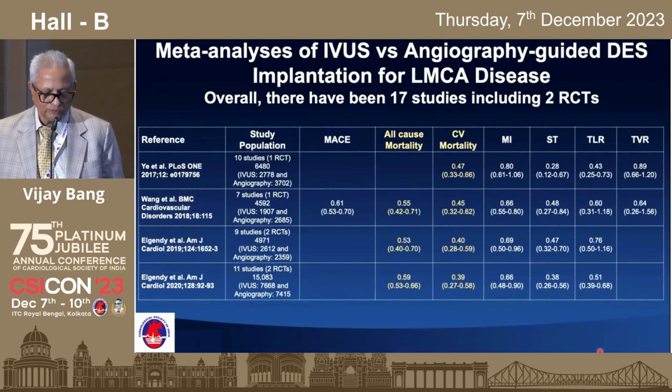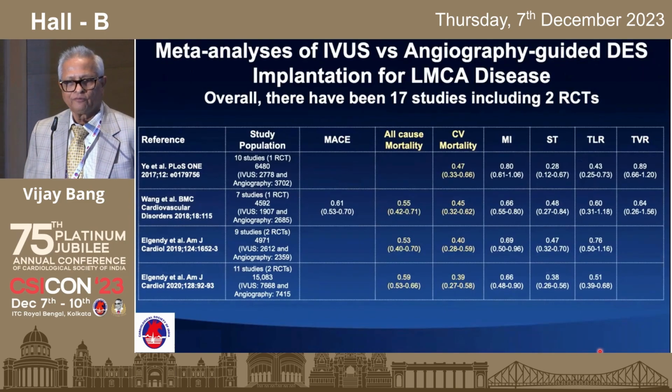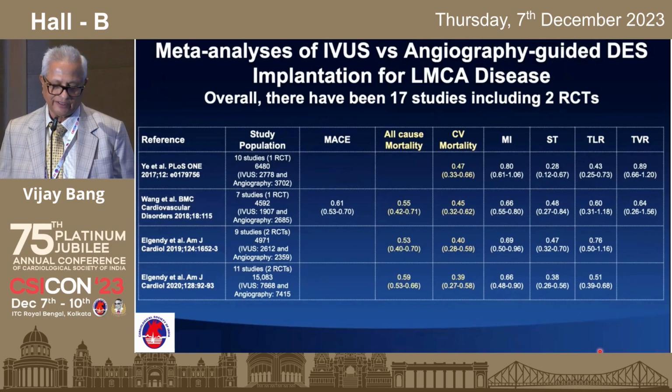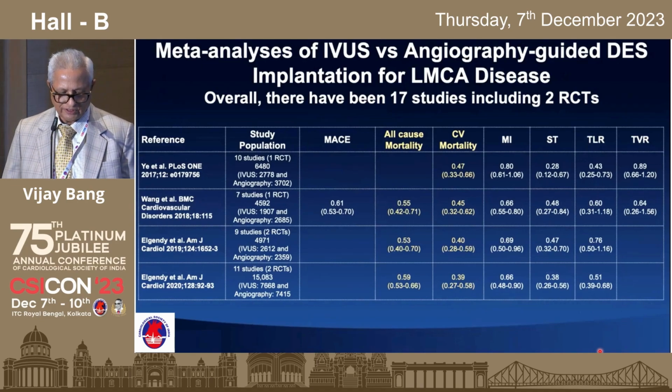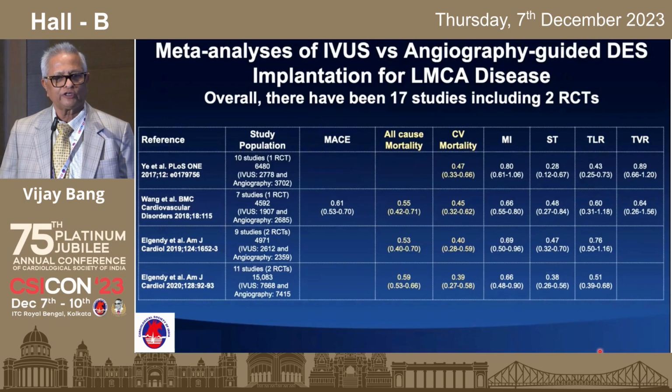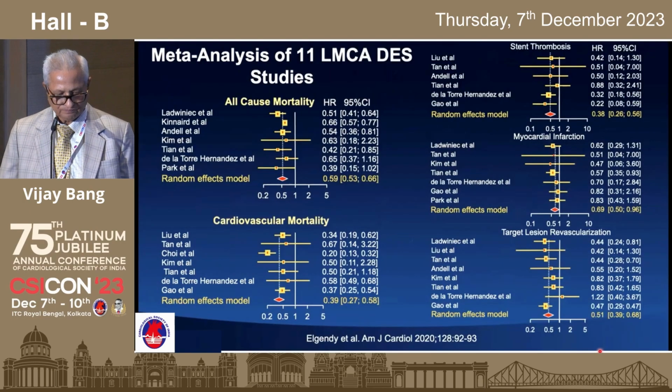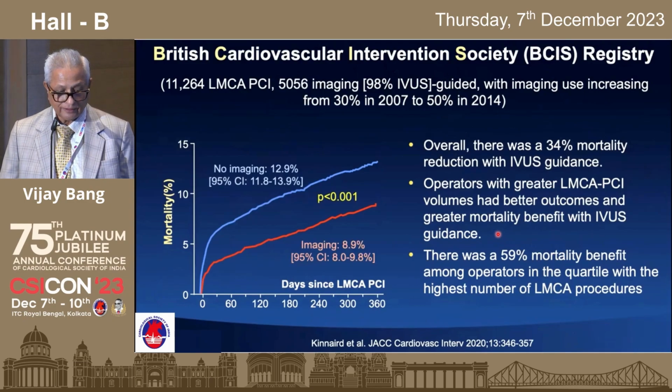So what is the advantage? Do we get any outcome benefit with IVUS or imaging technique while doing a Lefman PCI? It has been classically demonstrated by 17 studies, 2 of them RCTs, with a meta-analysis. It shows that it reduces the relative risk by 40%. It even reduces stent thrombosis, myocardial infarction, and target vessel revascularization. And the benefit continues to go on.